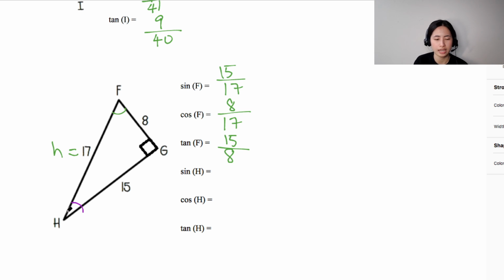So if you're looking at angle H, that would be opposite, so that's 8 over hypotenuse, which is 17. Cosine is adjacent, which is 15, over hypotenuse, which is 17. Again, 17 is a prime number, so you can't really simplify any of the fractions, as you can see. Then you have tangent H. Tangent H would be opposite, which is 8, over 15, which is our adjacent side. And that's it.